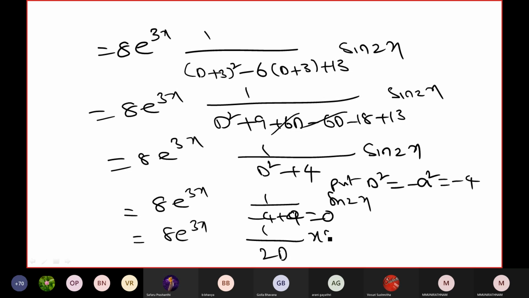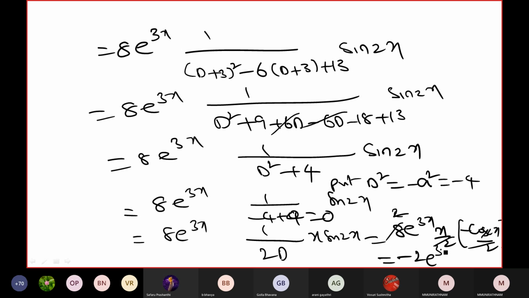So 8 e power 3x, x by 2 sin 2x, its integral is minus cos 2x by 2. This is 4 2s are 8, minus 2 e power 3x x cos 2x. Correct?